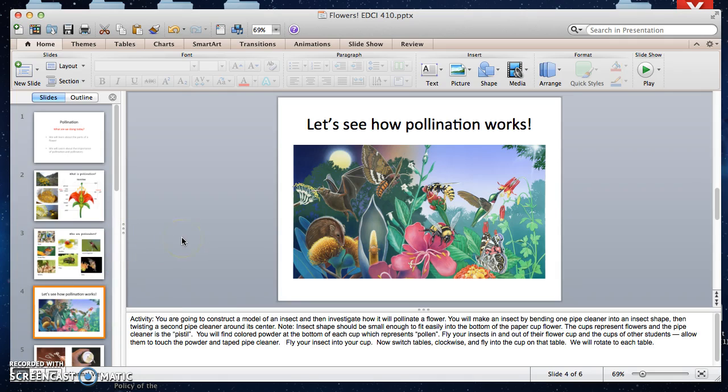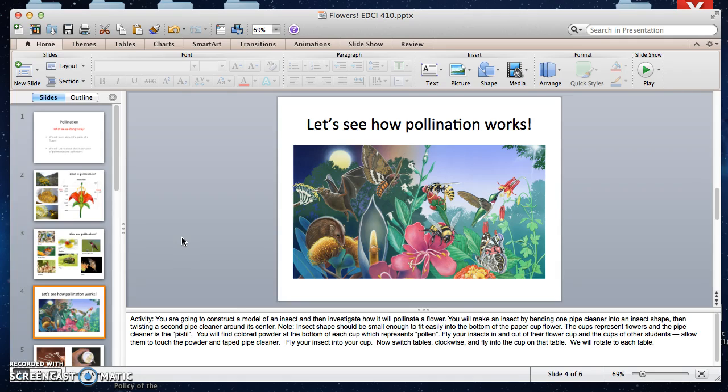Okay, so next I wanted to do a hands-on activity. So the hands-on activity is you're going to construct a model of an insect and then see how it will pollinate a flower. So each student will have some paper or pipe cleaners on their desk. And I will explain that you'll make an insect by bending one pipe cleaner into an insect shape, then twisting a second pipe cleaner around its center.